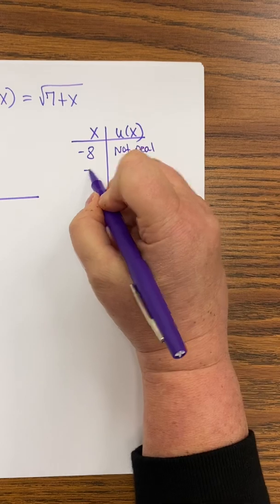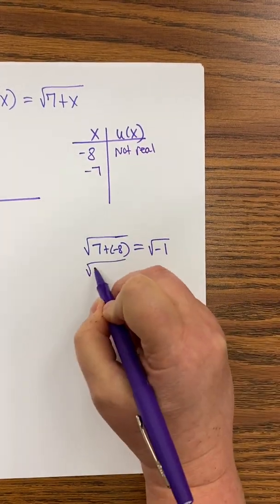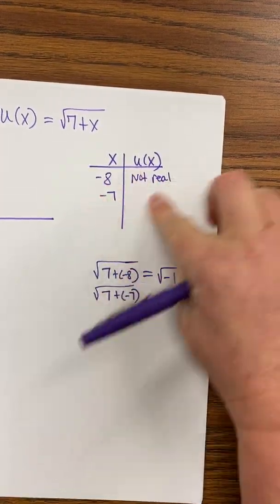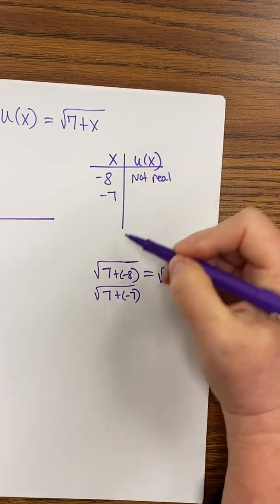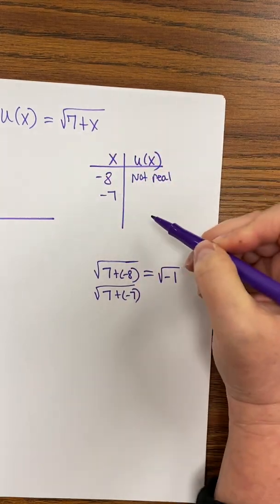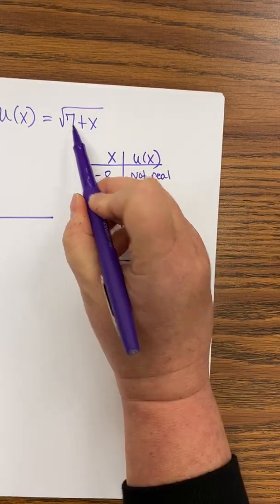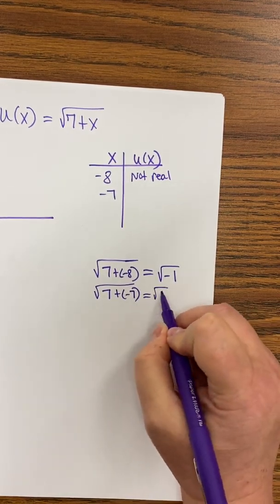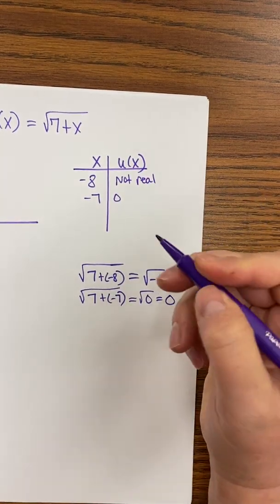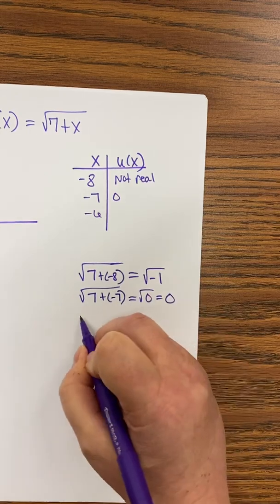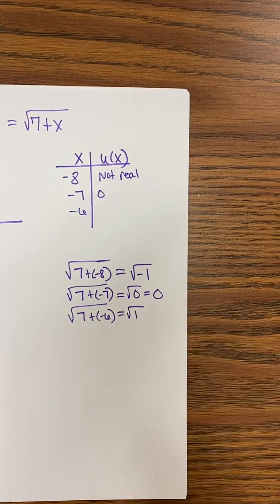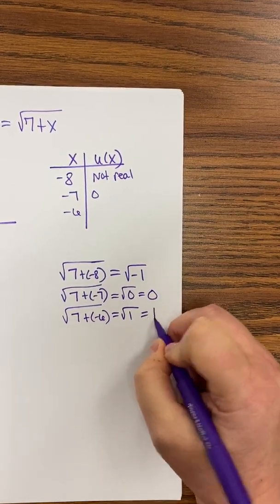What if we use -7? Remember on this one, you have to come up with your own numbers to be able to graph. They're not giving them to me. Try to start your graph at 0. So with -7, 7 plus -7 equals the square root of 0, which is 0. I've found 0, so now keep going from there. What about -6? 7 plus -6 is going to be 1, and the square root of 1 is 1.